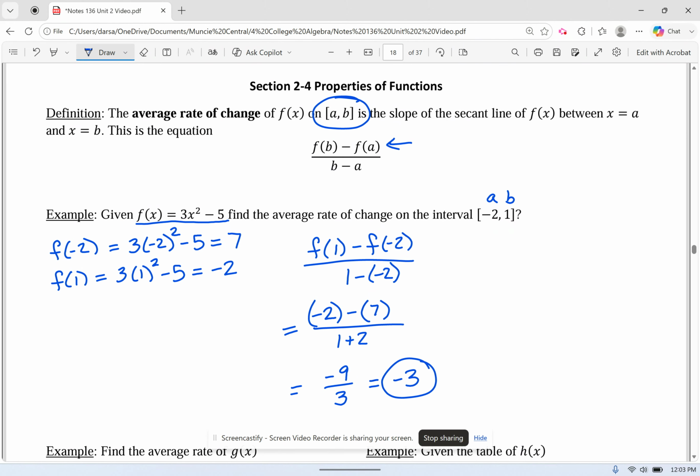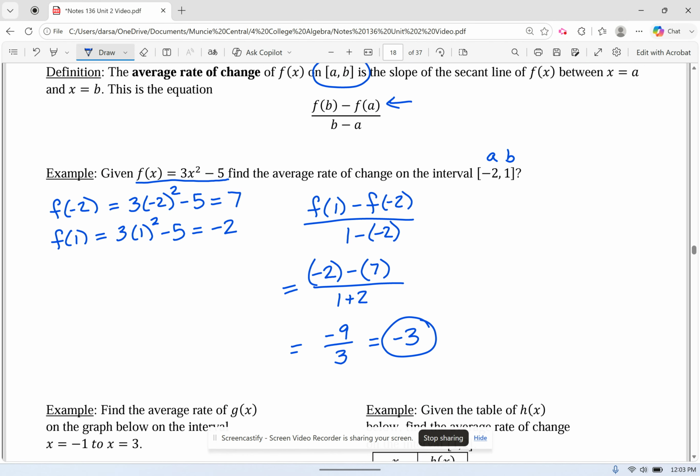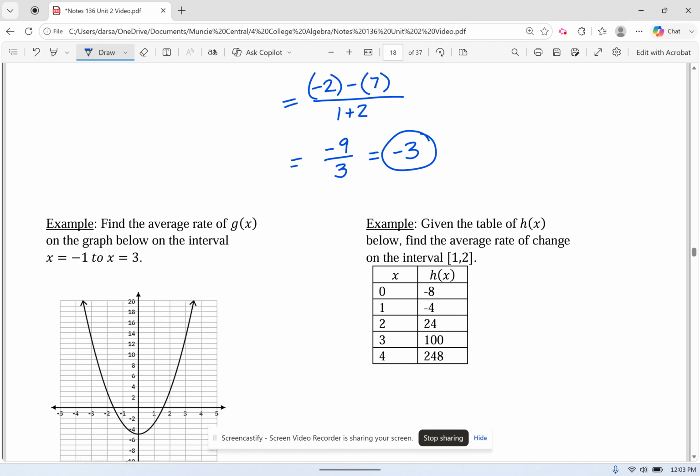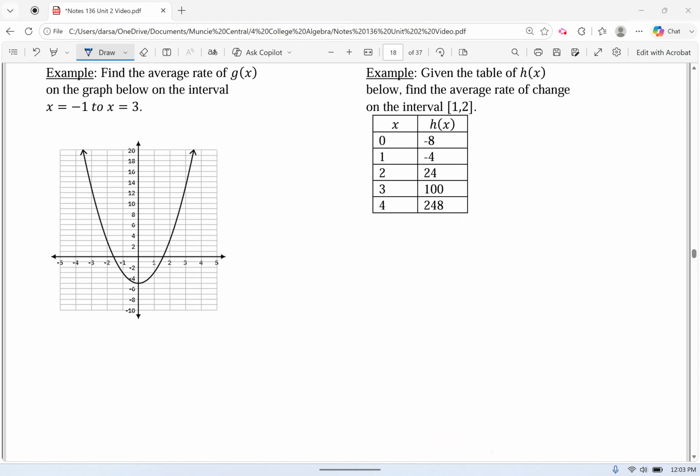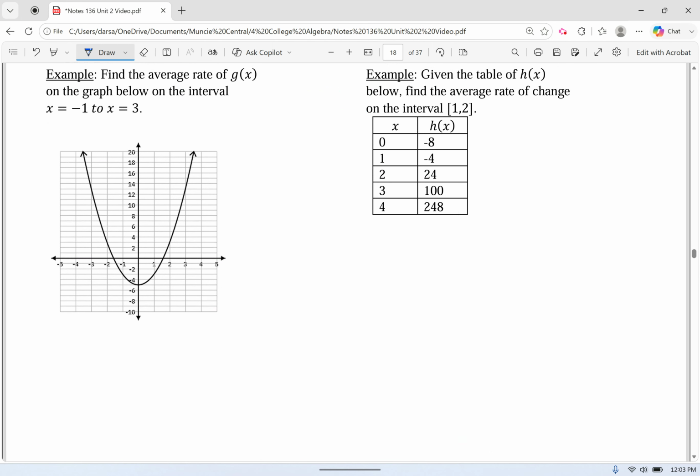You need to be able to find the average rate of change on any x interval that they give you for any equation, and it's just slope. But we also need to be able to do this in 2 other ways. We need to be able to do this using both graphs and tables. And this can get a little tricky, and they can word things a little funky, so let's look at a different one here. We want to find the average rate of change of g of x, and this graph right here represents g of x.